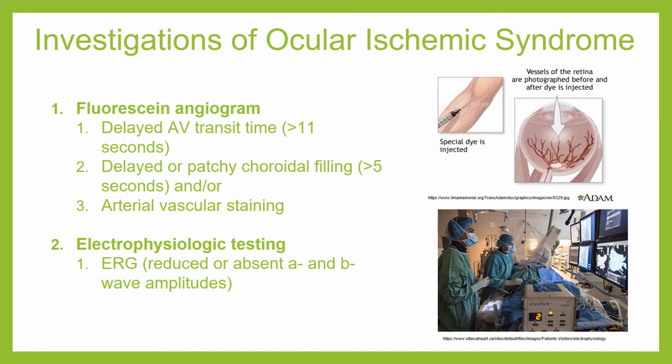When you do a fluorescein angiogram, delayed blood transit time may be noticed. So the AV, arterial venous transit time, lasting greater than 11 seconds, or a delayed or patchy choroidal filling that lasts greater than 5 seconds, and arterial vascular staining may be noticed. For electrophysiological testing, the electroretinogram may present with reduced or absent A or B wave amplitudes in the case of ocular ischemic syndrome.